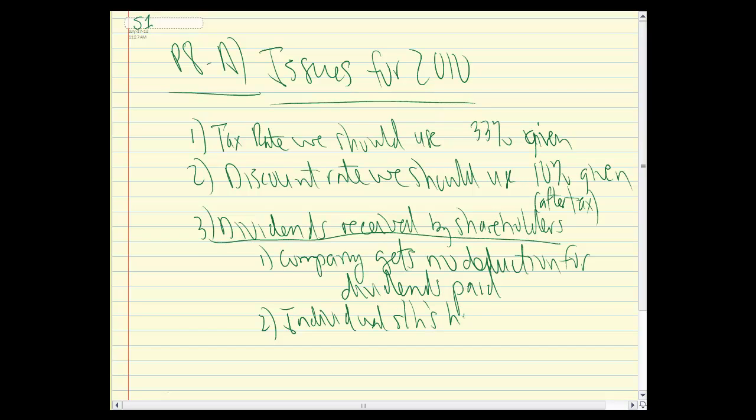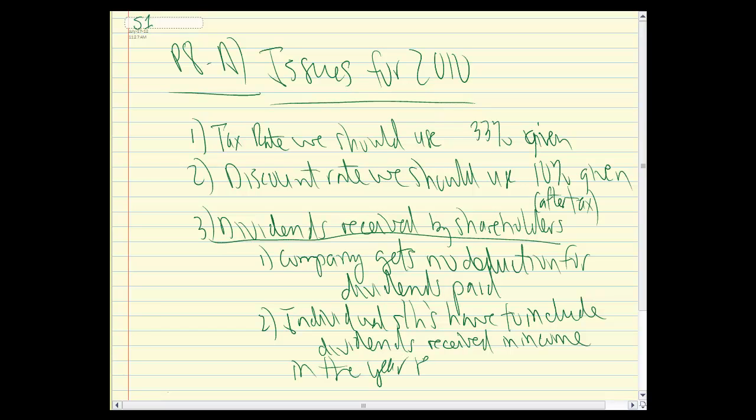Individual shareholders have to include dividends received in income in the year received. So the Canadian system for individuals is based on a cash basis. It's in the year you receive it. Everybody agree? So let's say a company declares a dividend on December 30th and you receive it in January. When do you have to include it in your income? January. When you receive it, just like pay.